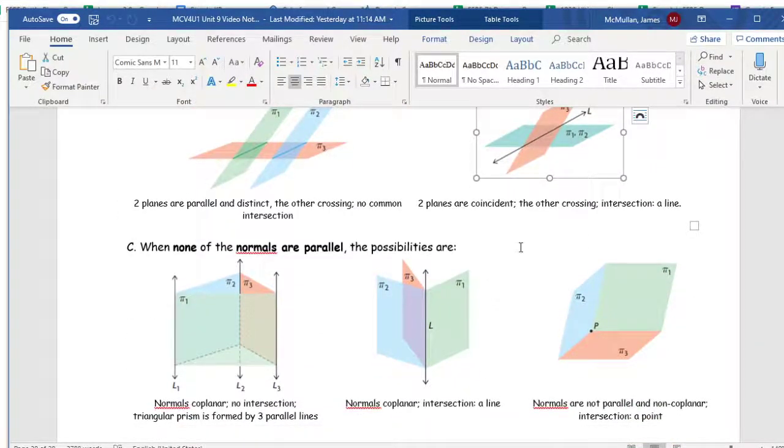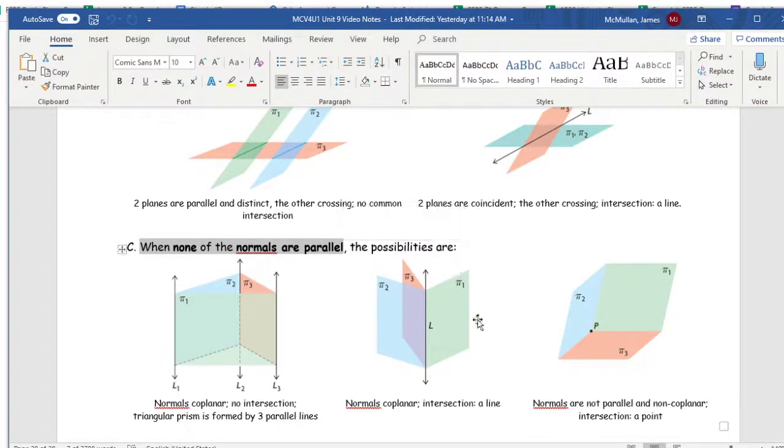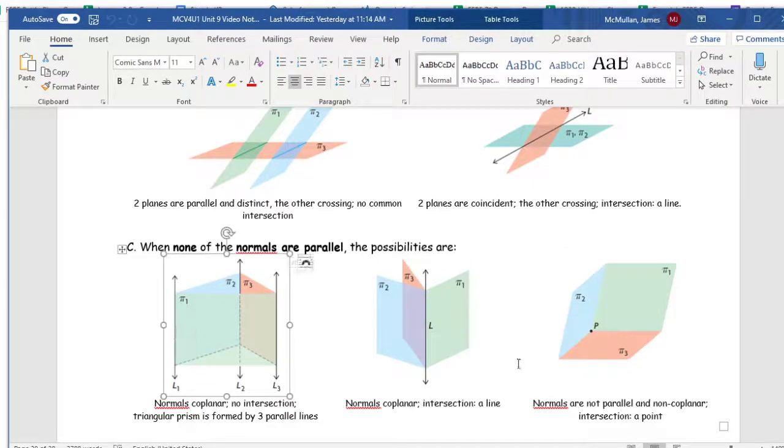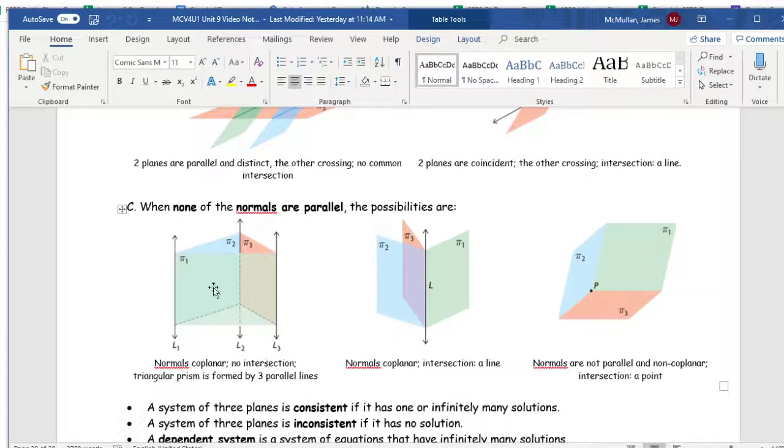Now, where it gets more interesting is if none of the normals are parallel. Now, if none of the normals are parallel, there are 3 different possibilities. There is what we call intersecting in pairs, where it creates a triangular prism in between the 3 planes, and the 3 planes intersect one another in lines, but none of those lines are actually common. And remember, in order for a system to have an intersection, all 3 things must meet in the same place. In this case, that is not true.